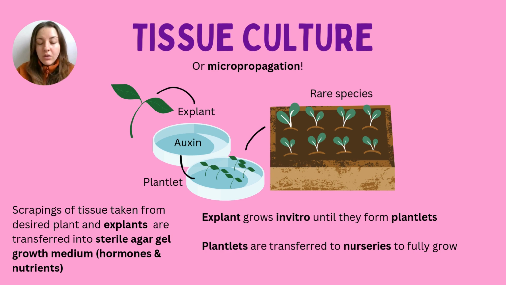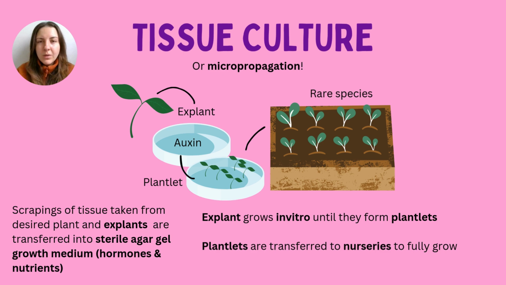This encourages growth of the cells that are there. Remember, those cells are most likely going to be meristems, those stem cells that are found at the roots and shoots of plants. Now, those explants are grown in vitro until they form very small cells called plantlets. And those plantlets are then transferred into nurseries until fully grown.